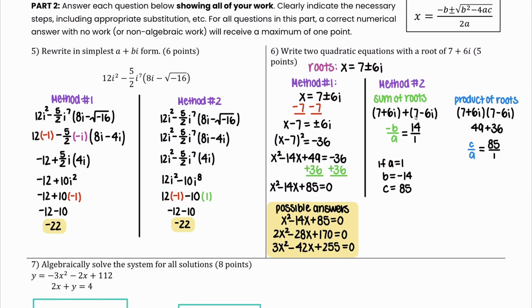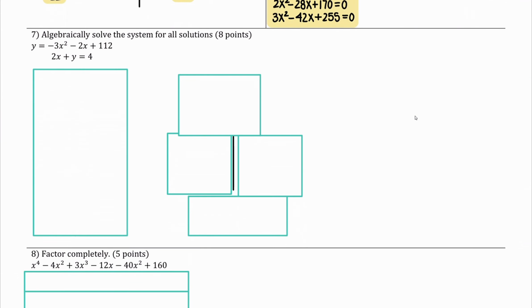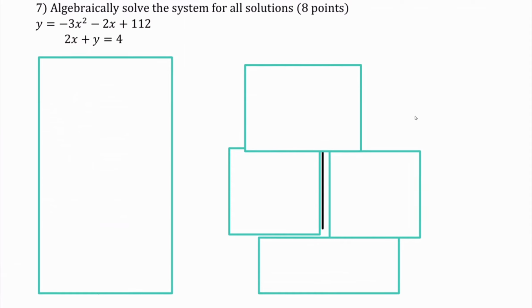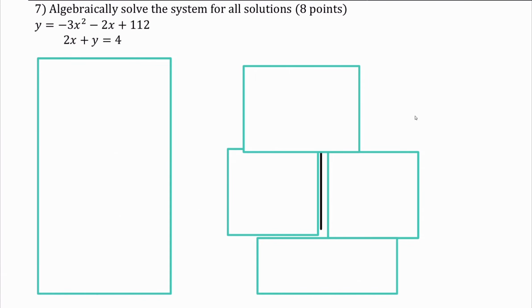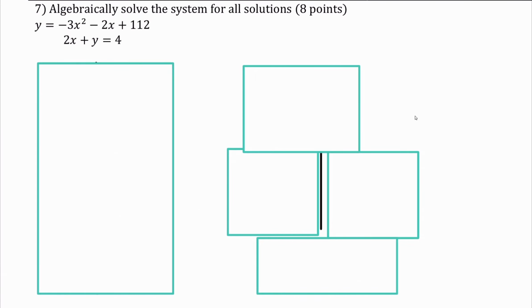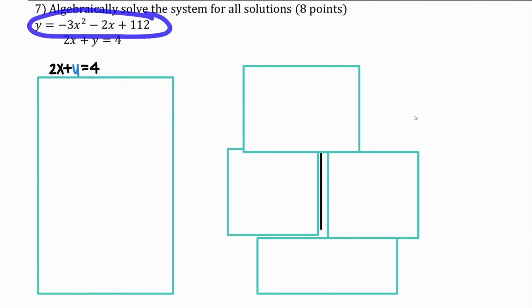Okay, let's look at number 7. So number 7 says to algebraically solve the system for all solutions. So we have 2x plus y is equal to 4. So notice that in the first equation, y is already isolated. So do we really have to isolate y in the second equation? No. But if you wanted to, that's totally fine. I'm going to show you how to do it without it.